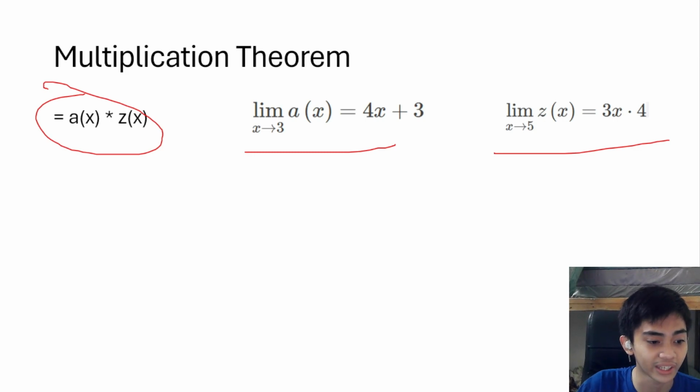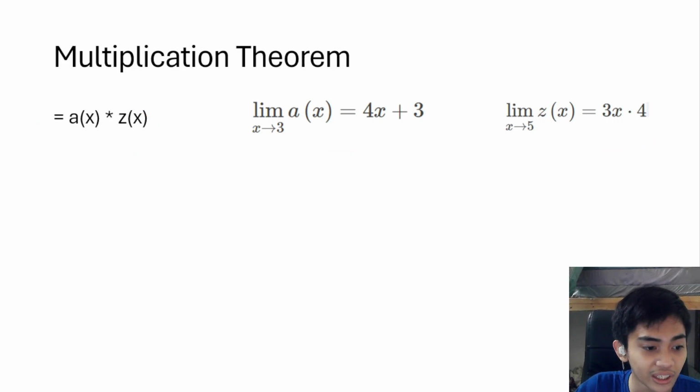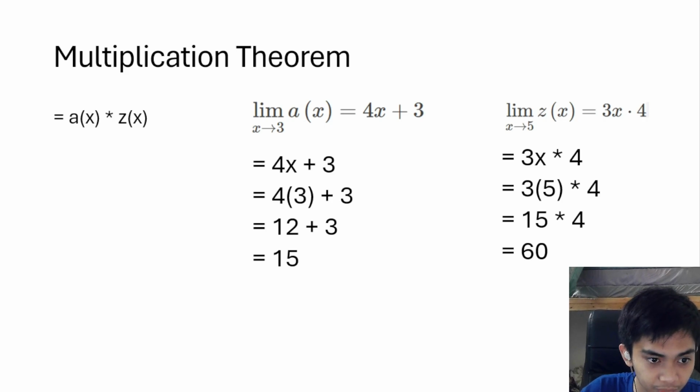So again, as we have done from the past equations, let us first solve the individual functions. So we can see here, we substitute again. So 4x, we substitute the x with the c, which is 3. 4 times 3 is 12 plus 3, 15. So again, from the z of x now, 3x, which is we substitute the x with the 5, which is the c, and then 3 times 5 is 15, 15 times 4 is 60.